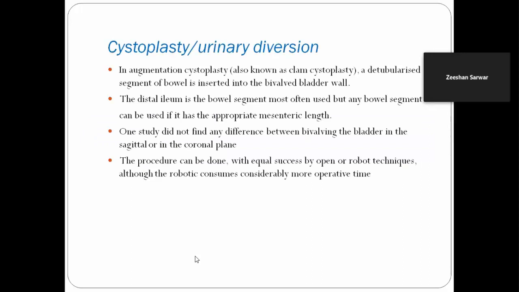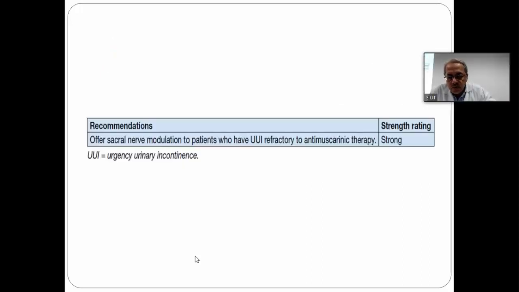Cystoplasty, just a minute. You go back to the previous slide and the previous one.